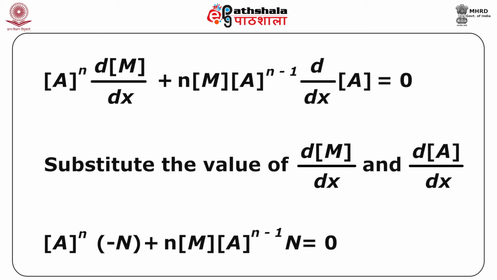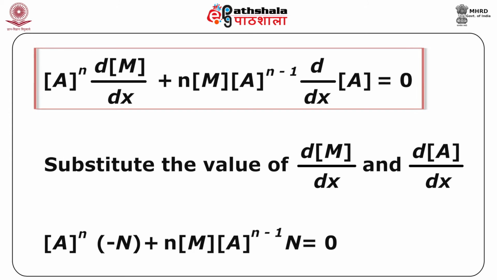So, this on further simplification gives us the expression n into concentration of metal into concentration of ligand raised to the power n minus 1, d concentration of ligand upon d chi, plus concentration of ligand raised to the power n, d concentration of metal upon d chi, is equal to 0.